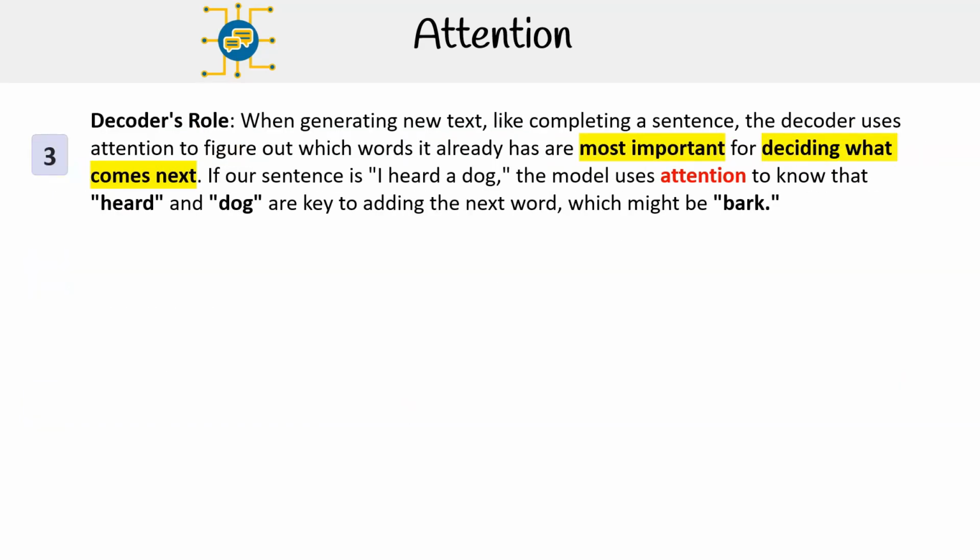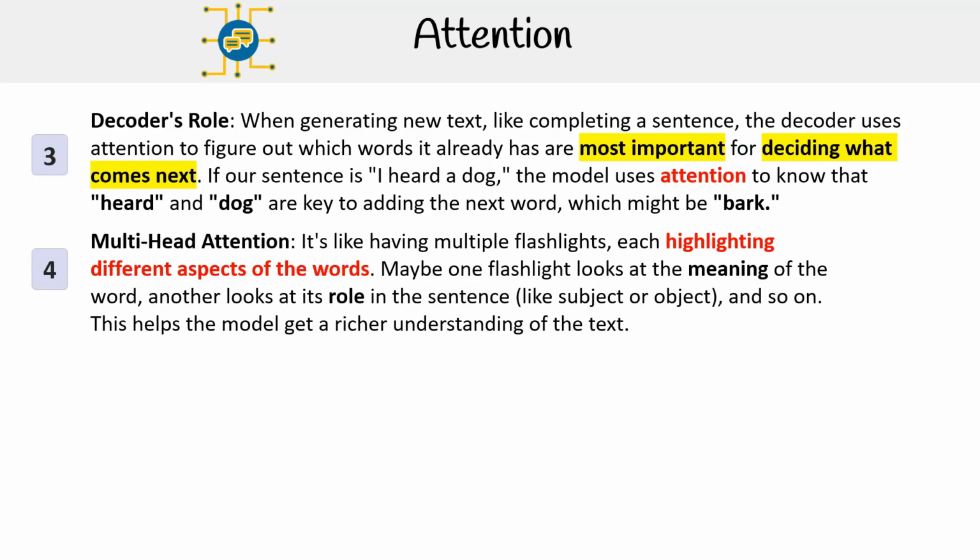Decoder's role: when generating new text, like completing a sentence, the decoder uses attention to figure out which words it already has are most important for deciding what comes next. If our sentence is "I heard a dog," the model uses attention to know that "heard" and "dog" are key to adding the next word, which might be "bark."